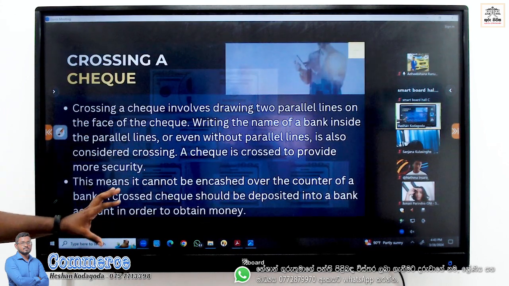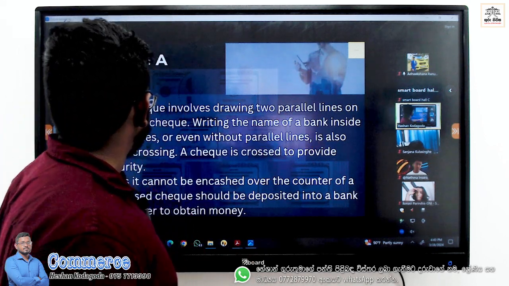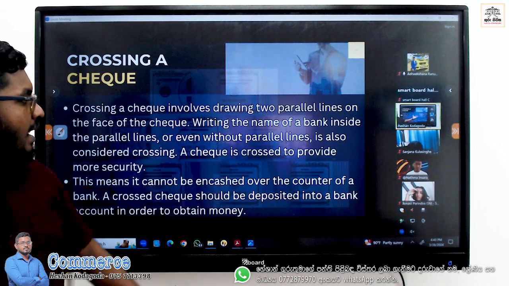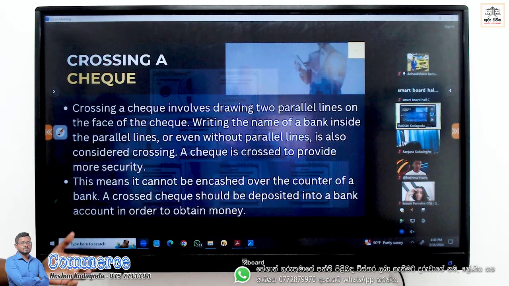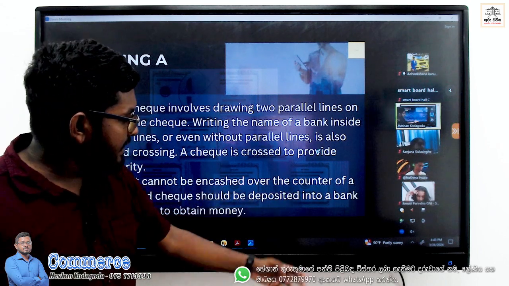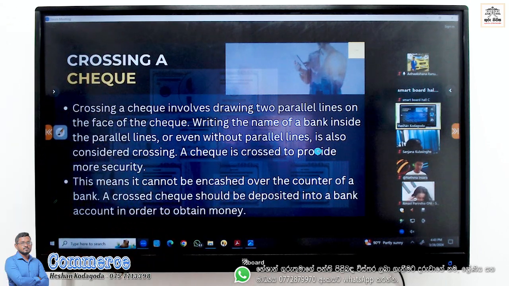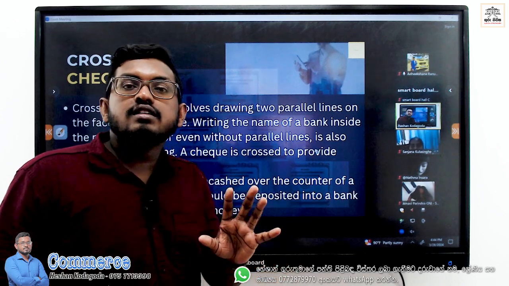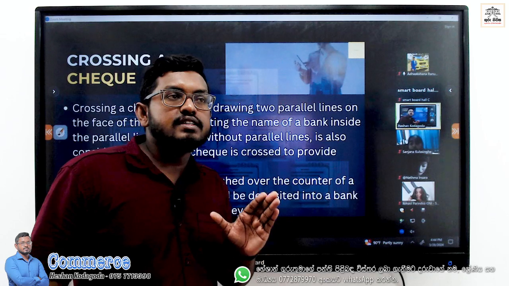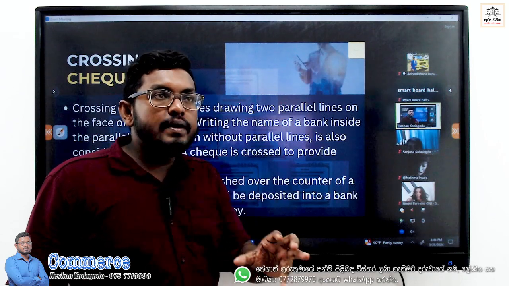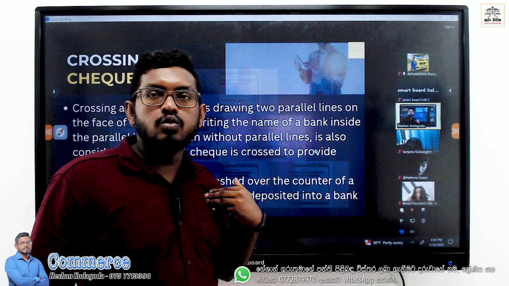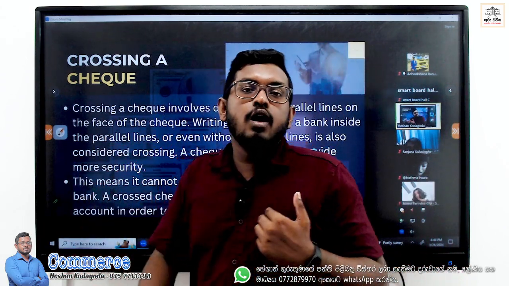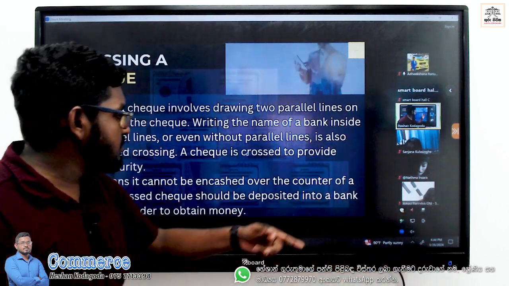So crossing a check, you can see what the term crossing a check means, right? Writing two parallel lines on the surface of the check, or writing the name of the bank inside the parallel lines. So this means it cannot be encashed over the counter of the bank, right? If a check is crossed, we can't encash anything from the counter. Is it clear to you guys? Okay. Open checks only can be encashed at the counter. If a check is already crossed, we need to deposit the amount in a bank account, right? Okay. Moving to the other one.